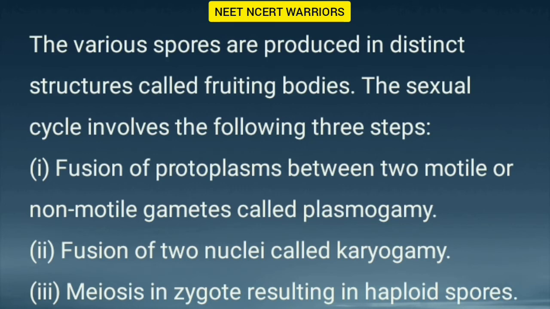The sexual cycle involves the following three steps. Number 1. Fusion of protoplasm between two motile or non-motile gametes, called plasmogamy. Second, fusion of two nuclei, called karyogamy. Third, meiosis in zygote resulting in haploid spores.